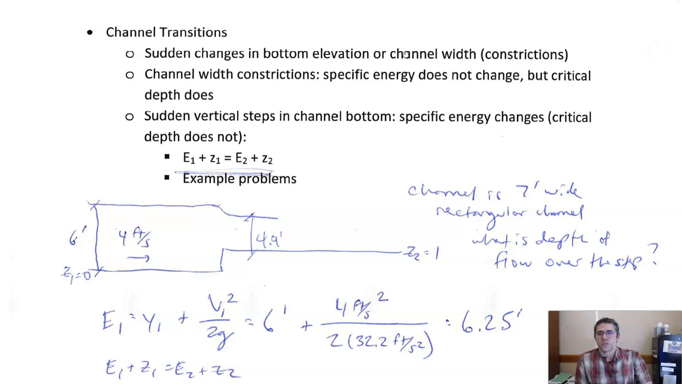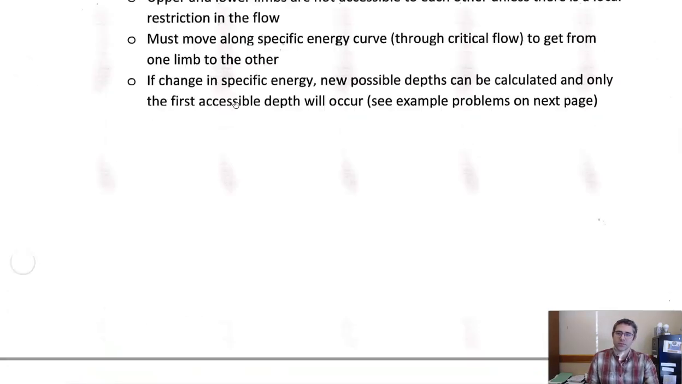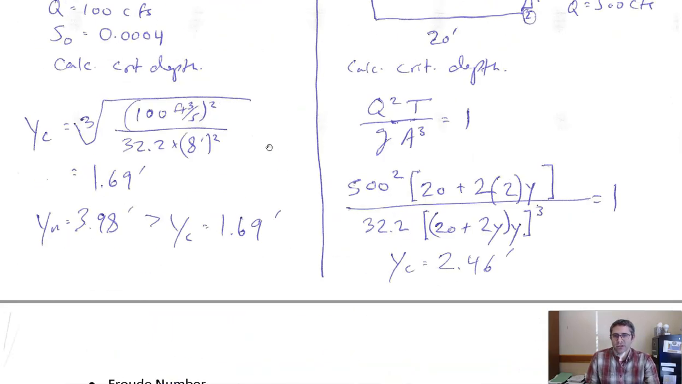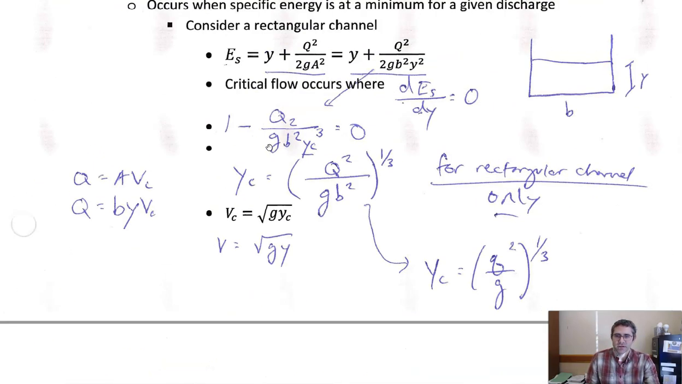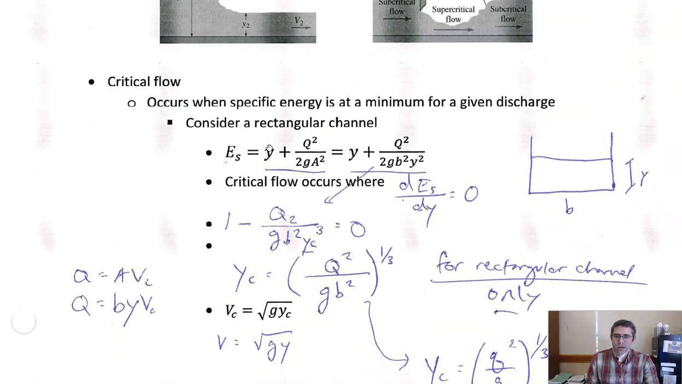Okay? So, a couple rules. In a channel width constriction or widening, the specific energy is not going to change, but the critical depth is going to change. Okay? So again, let's look back up here. Let's assume we're in a rectangular channel because it's easier to see this.